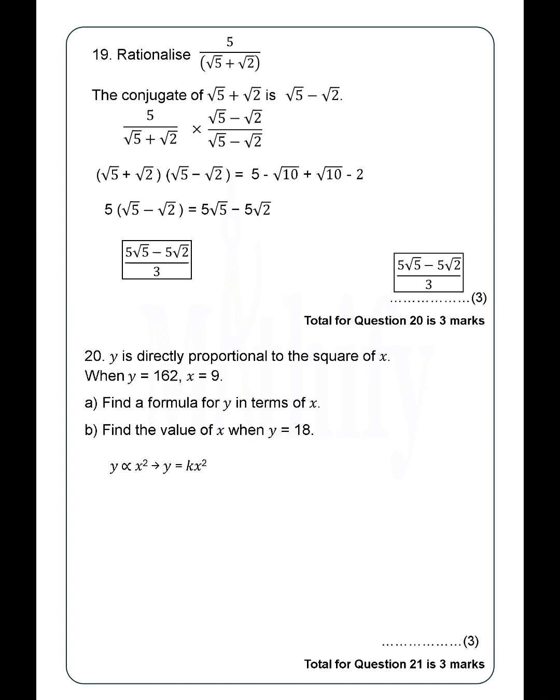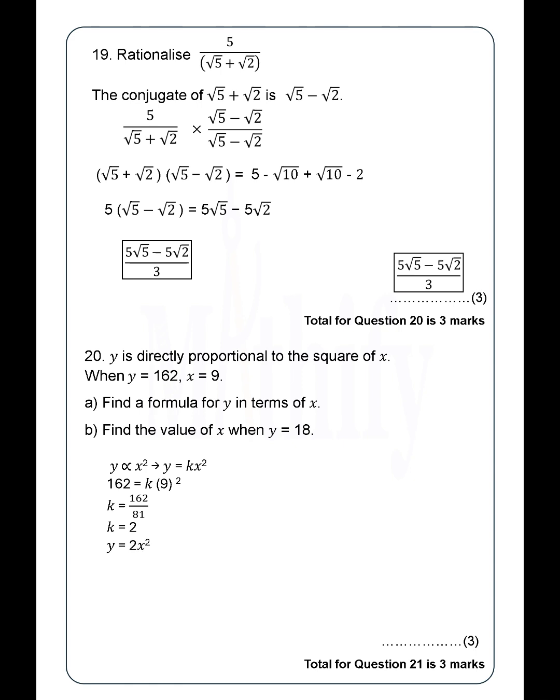Plug in everything we know. We know y is equal to 162 and x is equal to 9. So 162 is equal to k multiplied by 9 squared, which is equal to 81k. Now to make k the subject, 162 divided by 81, k is equal to 2. Now, based on the analogy from y equals mx plus c, when we work out the y-intercept, we put it back into the equation. So once we've worked out the k value, we put it back into the equation y equals kx squared. So y equals 2x squared.